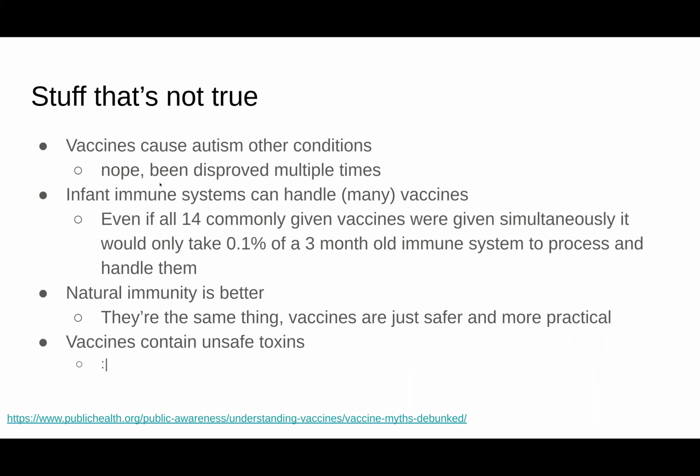People like to also argue that the infant immune system cannot handle that many vaccines. So typically, in the United States at least, as well as Europe, you get a series of 14 vaccinations over about a 3-year period or so. People say that's too much, and that's simply not true. When you actually do the math, if you got all 14 vaccinations you're supposed to get as an infant here in the United States all at once, it would only take about 0.1% of a 3-month-old's immune system to process and handle those vaccinations at a given time. So there's no vaccine overload for children.